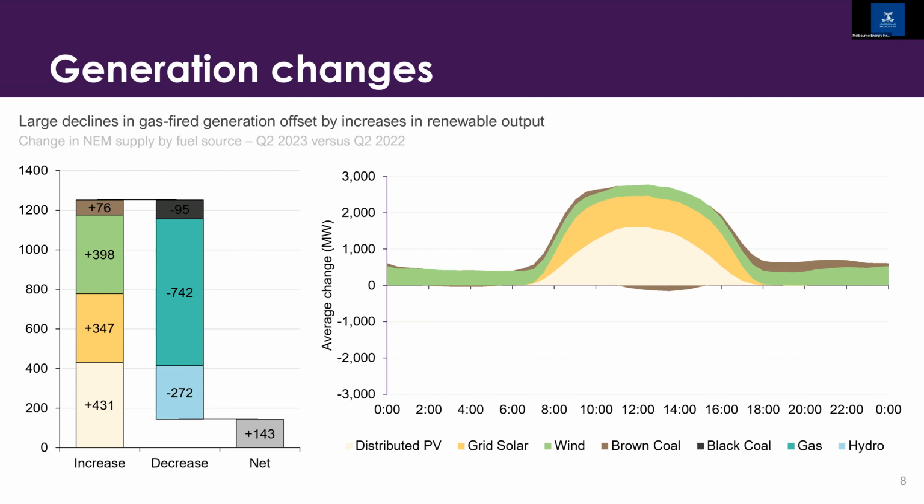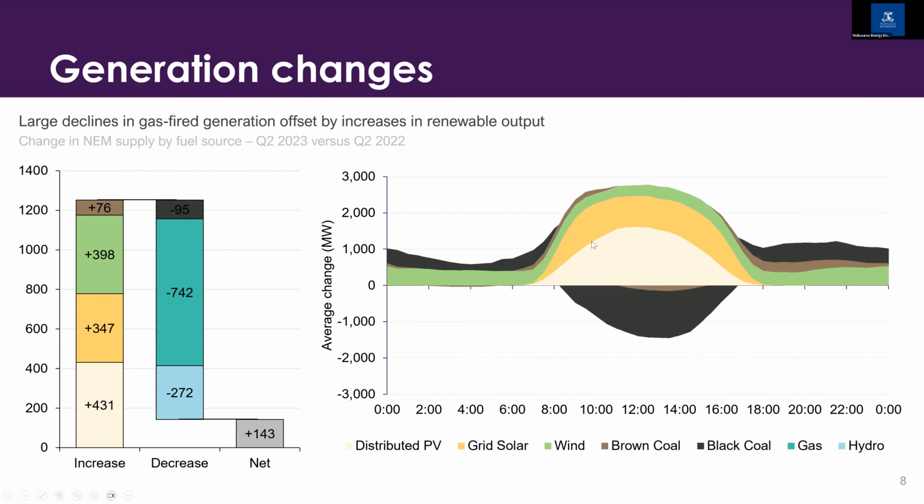And the next one's quite interesting. So this next one is black coal. So we can see the black coal fleet, both New South Wales and Queensland, has decreased by 95 megawatts quarter on quarter or year on year. And we can see that it's increased during the morning and evening, which is about two-thirds of the time, but massively decreased during the middle of the day, effectively when the sun is up. And I've got a few slides on that coming up around the amount black coal generators are flexing.